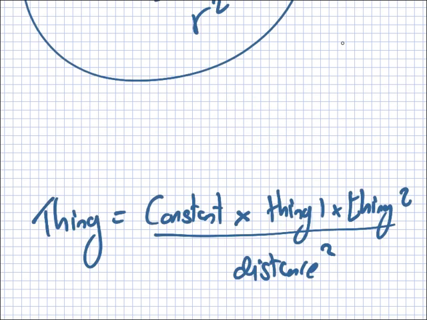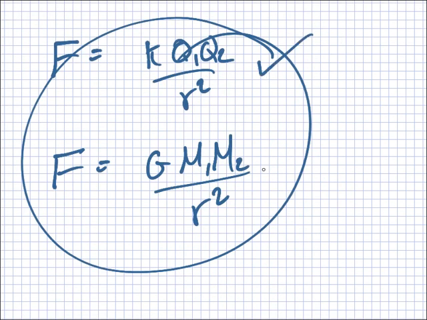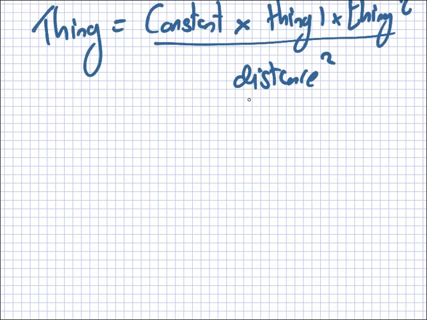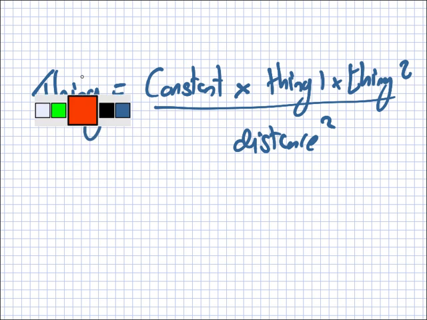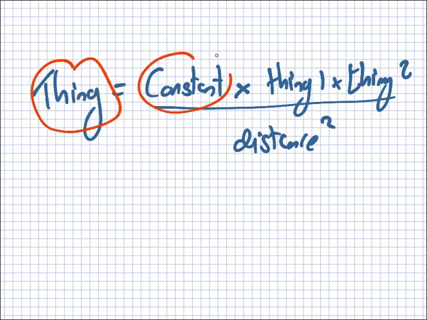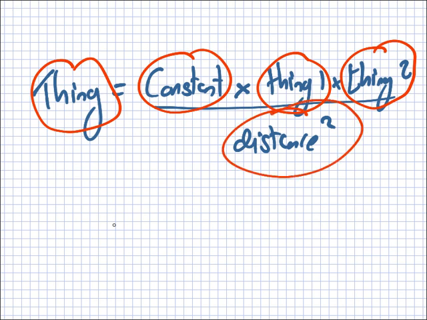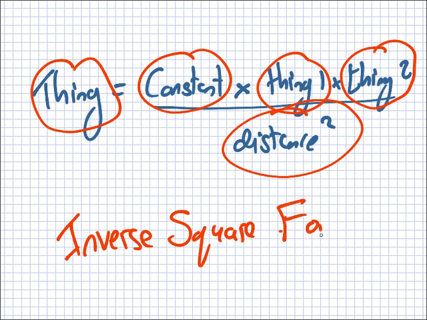Today we did this one. Later we'll do this one. Ben, you said you saw this one before. We'll do it later. My point is they're a common structure, common format. You know what I mean? The name of these types of formulas where you have a thing equals constant, thing 1, thing 2, over distance squared, these are called inverse square formulas.